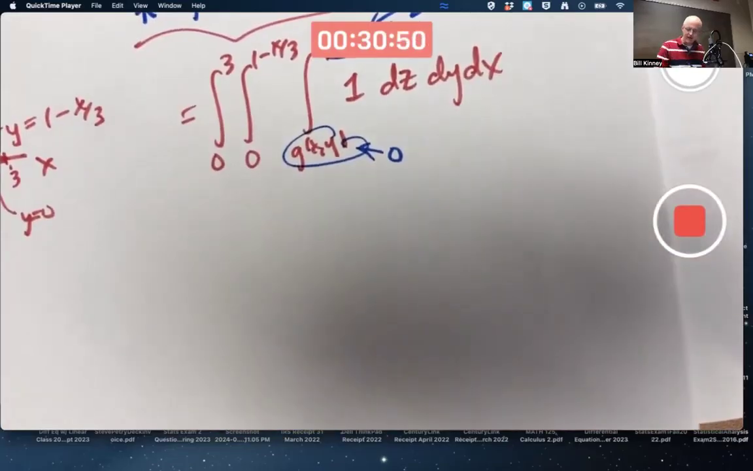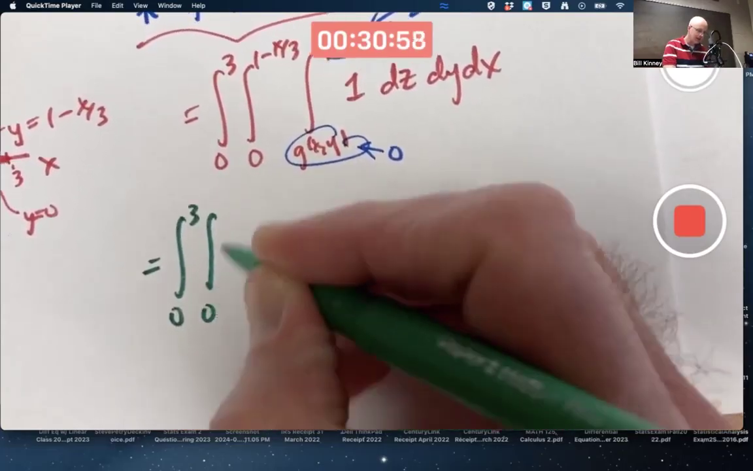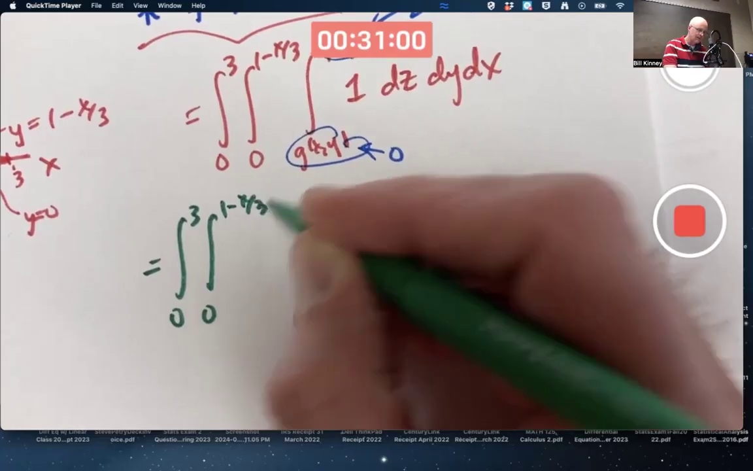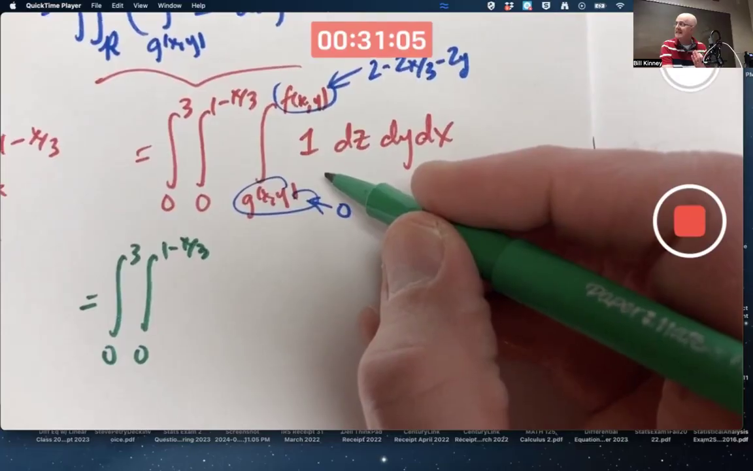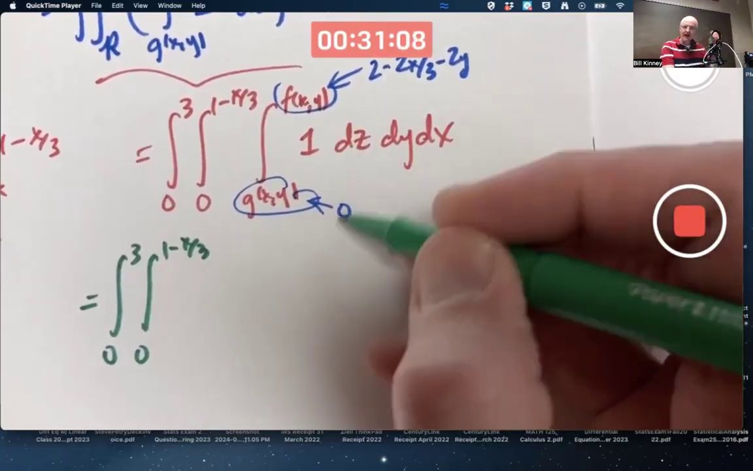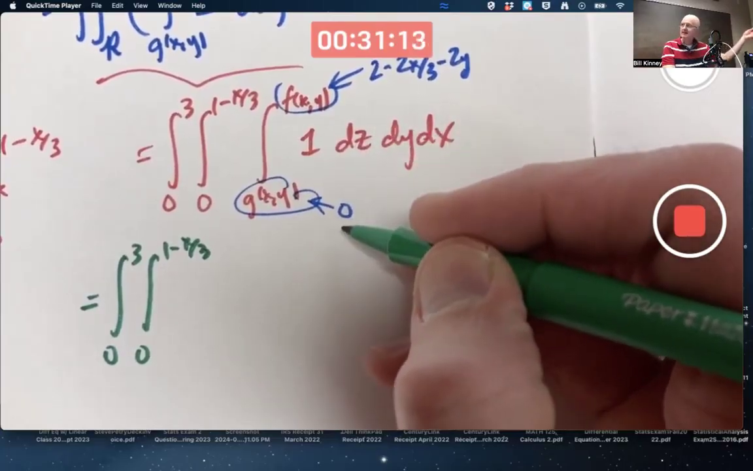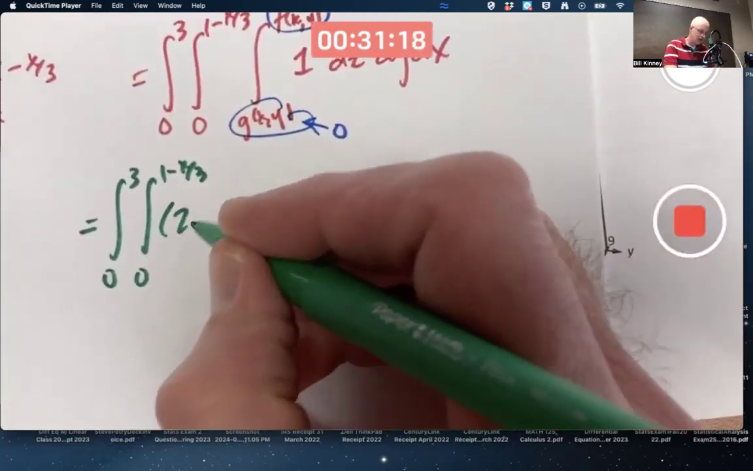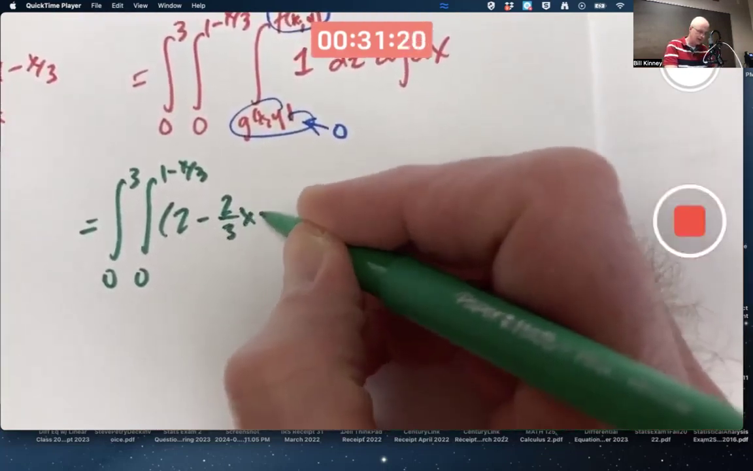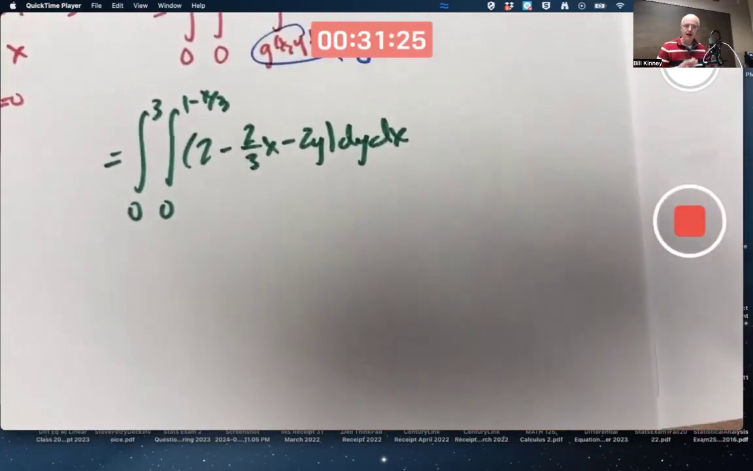So it's like, well, why bother writing it as a triple integral? We'll come to that. But the inner integral we end up doing f of xy minus g of xy. When you integrate 1 dz, you get z. Z is getting evaluated between these two quantities. So you just plug this one into z and subtract what you get when you plug that one into z. This minus 0. You just get 2 minus 2/3 x minus 2y. And now just do the rest as a double integral. I'll have Mathematica do it.